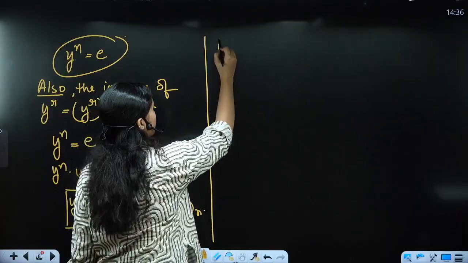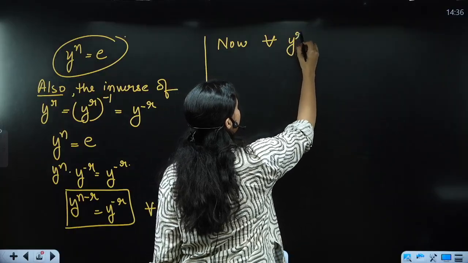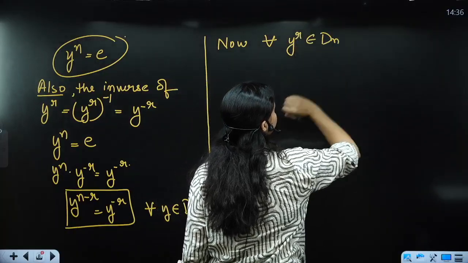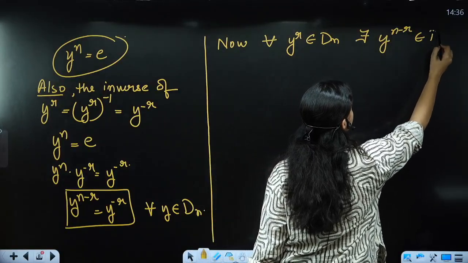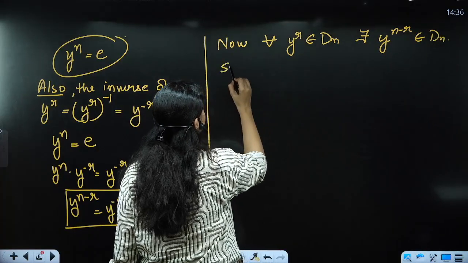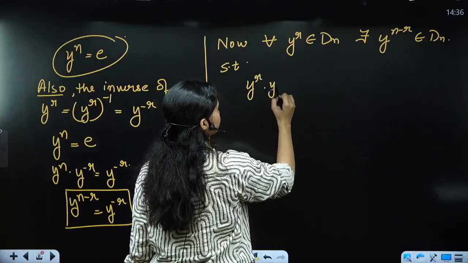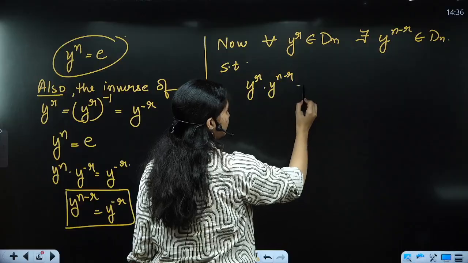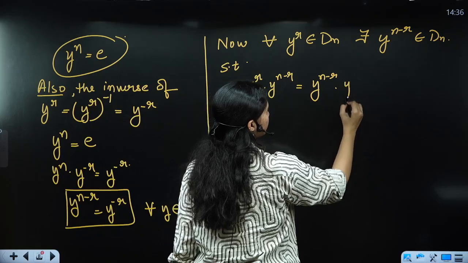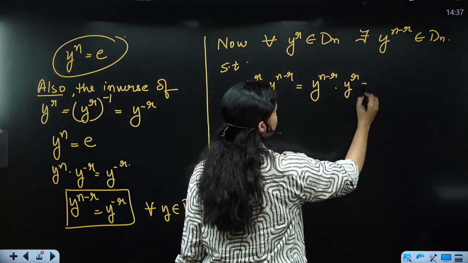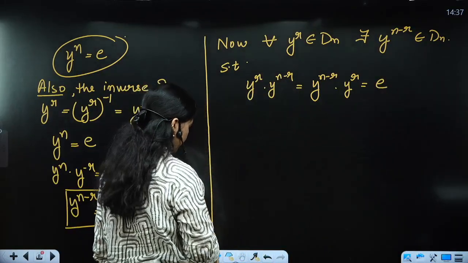Now, for all y raised to the power r belonging to Dn, there exists y raised to the power n minus r belonging to Dn such that y raised to the power r dot y raised to the power n minus r equals y raised to the power n minus r, y raised to the power r, equals e. R naught and e you can write here. Now let us also prove this.